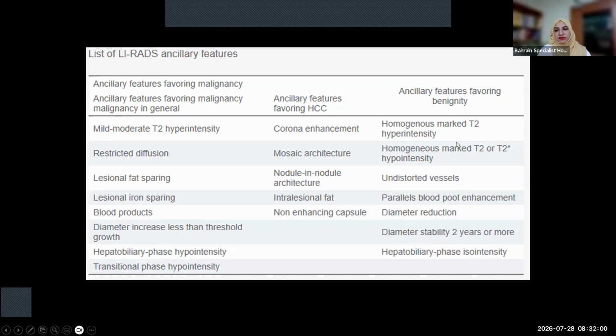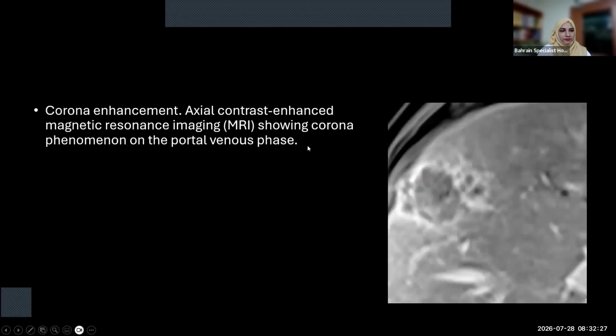Features that favor benignity are a homogeneous appearance, that is, a lack of heterogeneity, and undistorted vessels. Parallel blood pool enhancement is a characteristic feature for hemangioma. Diameter reduction is one of the features for FNH, where on subsequent images it may shrink. Diameter stability for more than 2 years, and in the hepatobiliary phase becoming similar to the background liver parenchyma. These features all point towards benignity. This is how corona enhancement looks on axial MRI images.